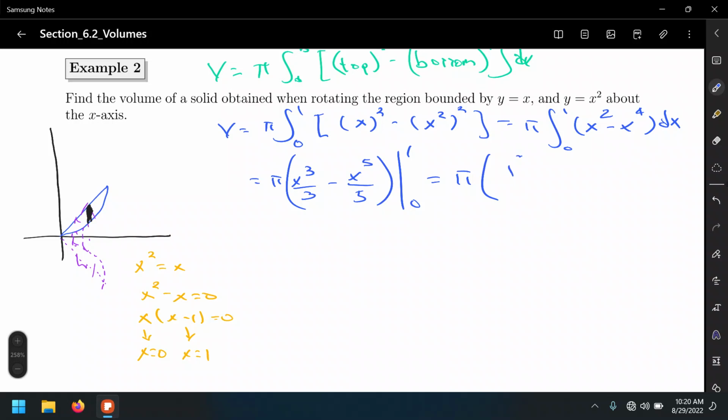I'll show you. So that's 1 cubed over 3 minus 1 to the 5th over 5 minus big 0. Do we agree with the big 0? Because, I mean, plug in 0 to x cubed and x to the 5th, it's just going to get zeroed out. So this is fine. And well, 1/3 minus 1/5, that should be 2 over 15 times pi, which as a final result, that's 2 pi over 15.